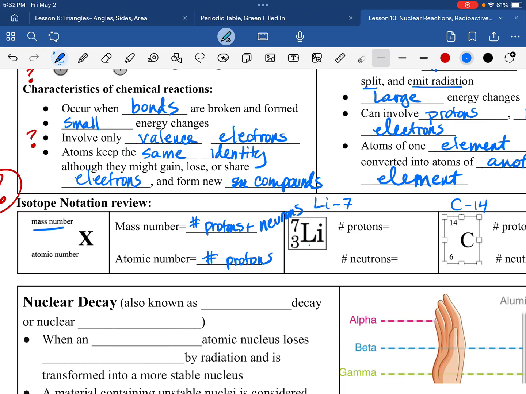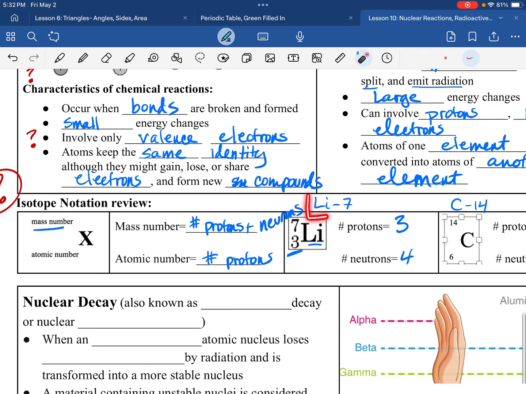So in this example, lithium, we can see here from that 3, we know there's 3 protons, and there must be 4 neutrons, because 3 plus 4 equals 7. That gives us our mass number, how many total protons plus neutrons there are.